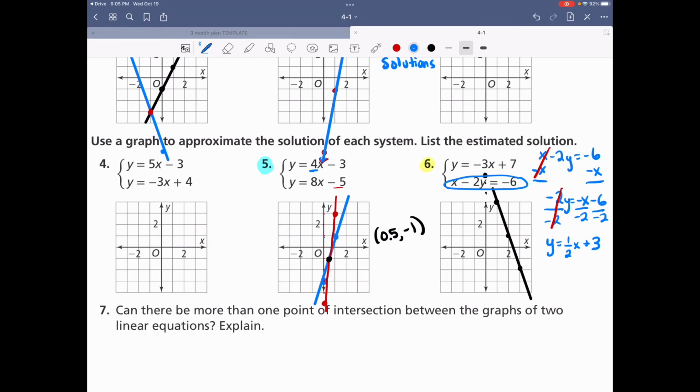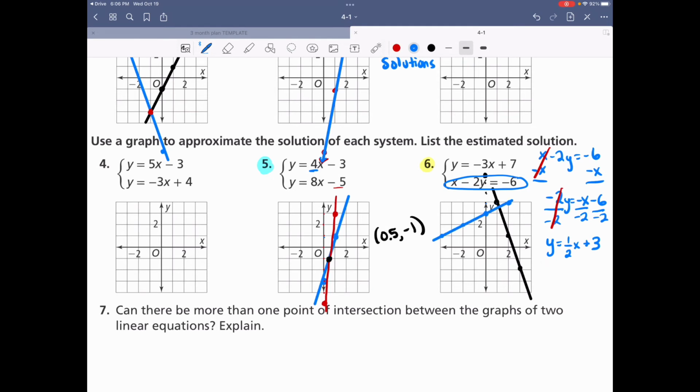My y-intercept is 3. My slope is 1/2, so that means I'm going to rise 1, I'm going to run 2. Puts me there, and I can go backwards and put points in too, just to make it a straighter line.